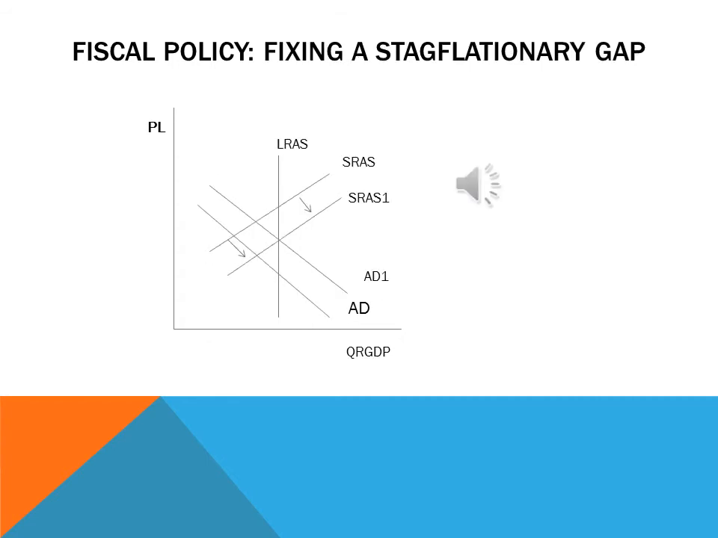Fiscal policy fixing a stagflationary gap. The objective is to use a contractionary policy so you can get the short-run aggregate supply back to the equilibrium.